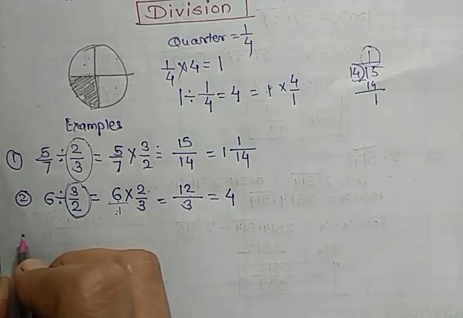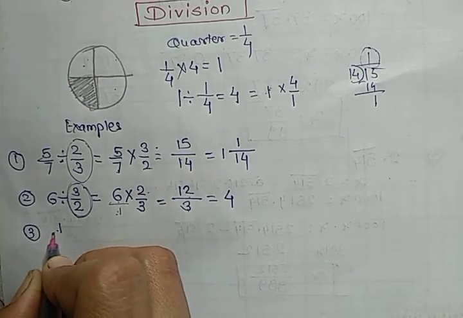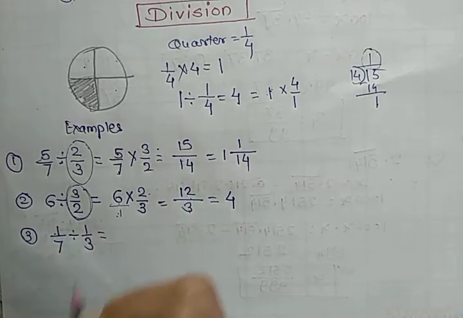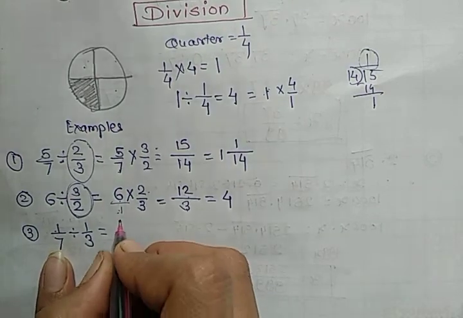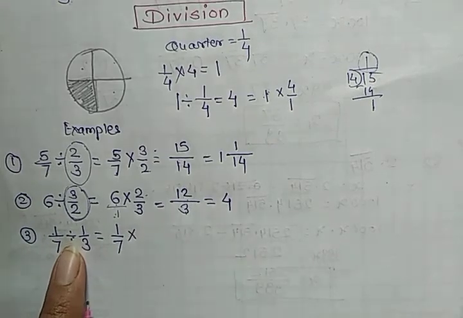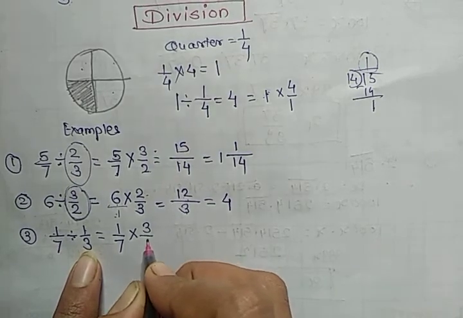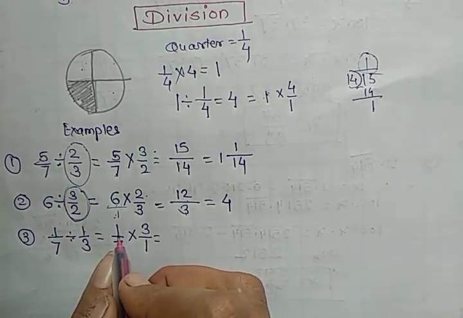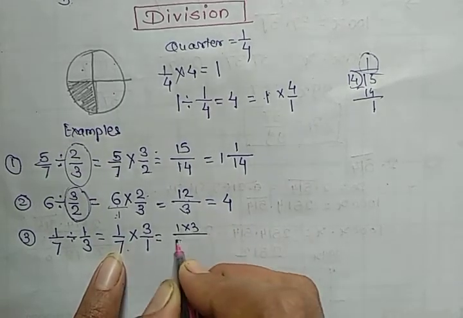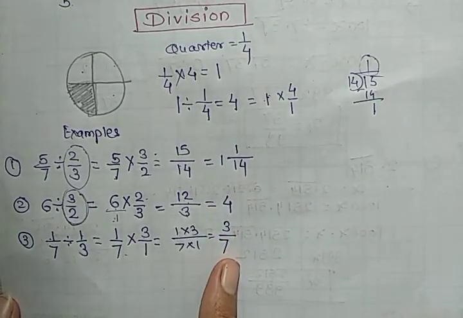I hope you understand this. Let's see one more example. Number 3. 1 upon 7 divided by 1 upon 3. First write the first fraction as it is, that is 1 upon 7. Then convert this division sign into multiplication and write the multiplicative inverse of 1 upon 3, that is 3 upon 1. So now multiplication of numerator with numerator, that is 1 into 3, and 7 into 1. So 3 ones are 3 and 7 ones are 7. The answer is 3 upon 7.